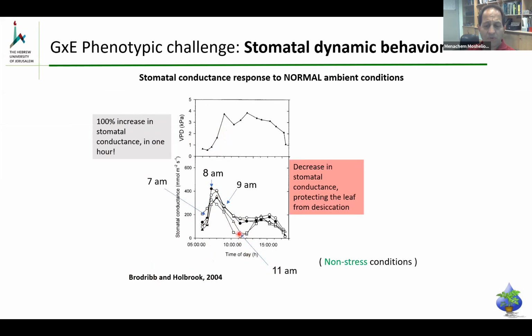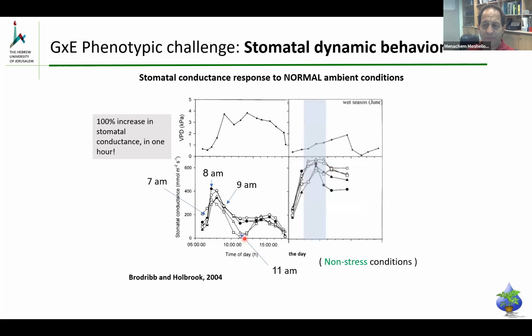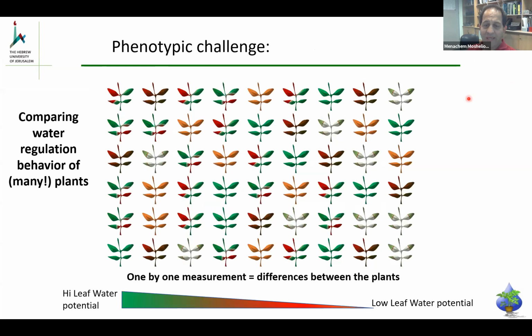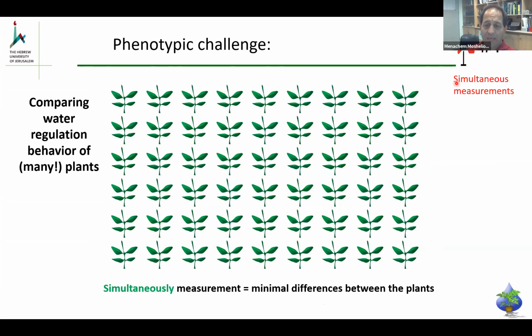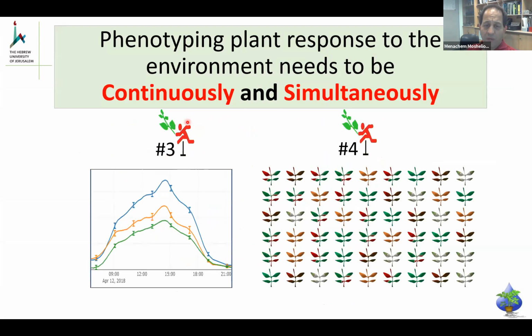actually close stomata almost completely, which means that if you come and randomly measure your plants, some of them at 8, some of them at 9, some of them at 11, you're going to get a very wrong conclusion unless you really do it simultaneously, okay? And if you do it on another day, when the VPD is much lower, it looks like a very different plant. So continuous measurement and simultaneous measurement are very, very important. You want to measure all your plants simultaneously and continuously. So I would say this is challenge number 3 and challenge number 4.